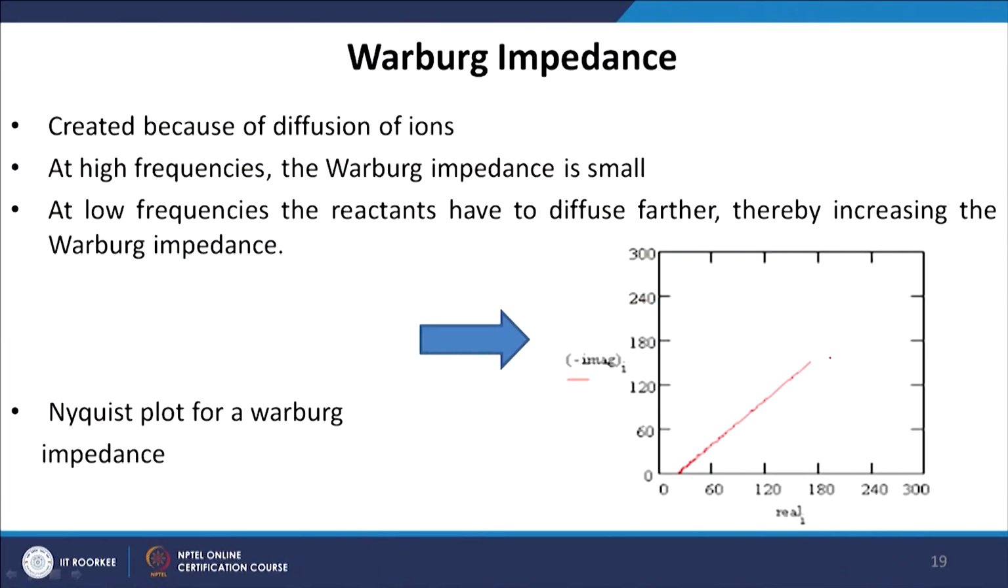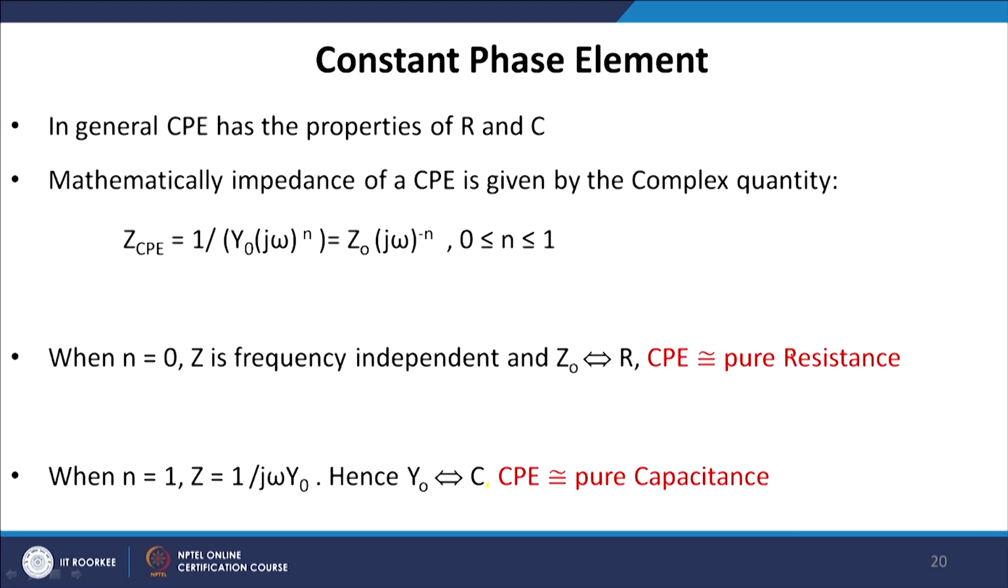So, the Warburg impedance is represented by this kind of spike or the straight line. Okay. Nyquist plot for a Warburg impedance. The last thing was in those electrochemical parameters, the constant phase element.